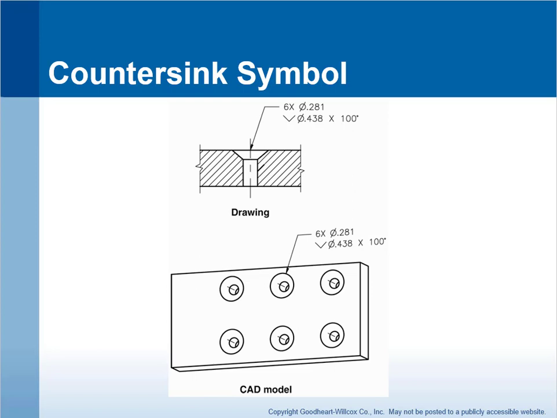Next one I'm going to talk about is the countersink symbol. Okay, in this case we have a 6 by. Okay, so what this X means here, the X means the number. So 6 by. That means we have 6 holes, and these holes are all diameter 0.281. And then here's our countersink symbol, and then this 0.438 is the diameter at which the countersink breaks out into the upper surface, and then 100 degrees is the included angle. So this is how we dimension a countersink using the proper symbology.